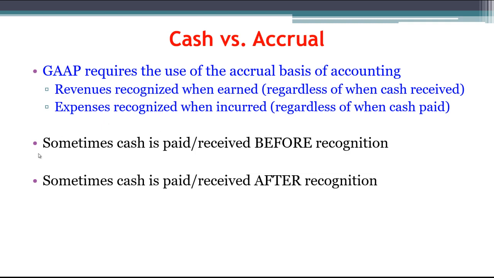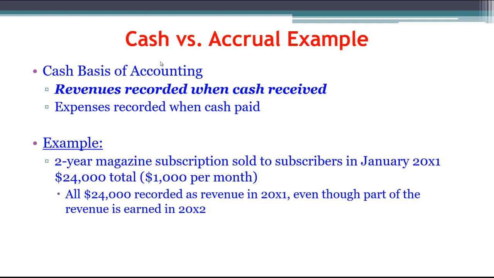Now, in that situation, sometimes cash is paid or received before we can record it as a revenue or expense. Sometimes the cash payment or receipt happens after. And that's really what gives rise to these adjusting entries we're talking about. So let's see an example of this from the cash basis perspective. And we'll first talk about revenues. Revenues are recorded when cash is received under the cash basis of accounting.